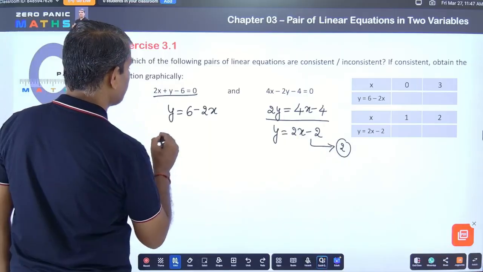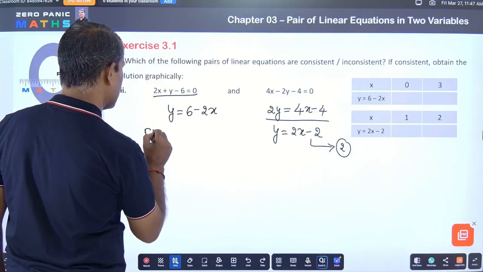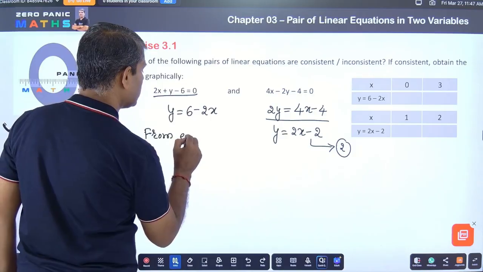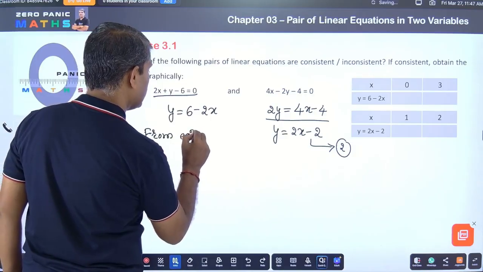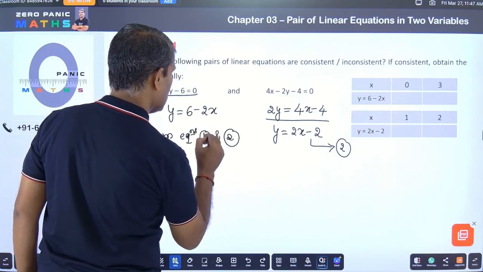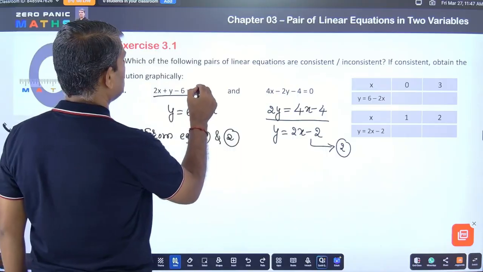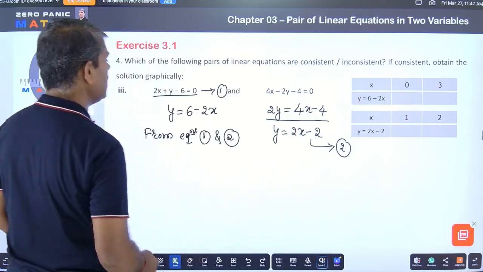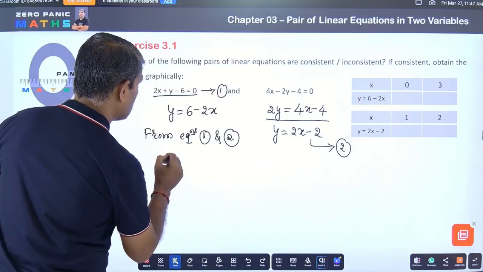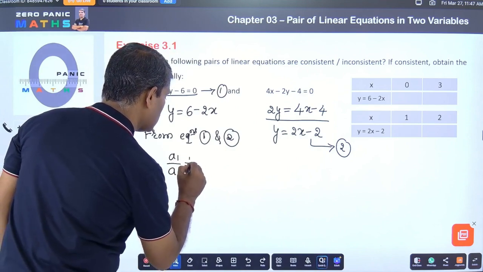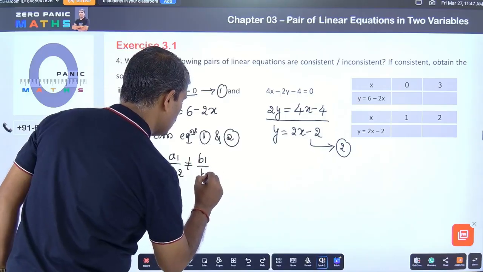Okay, let us see from equations 1 and 2. First of all, do that. From equations 1 and 2, what are the equations 1 and 2? This is my equation 1, right? This is equation 1 and this is equation 2. From equation 1 and 2, a1 by a2 is not equal to b1 by b2.